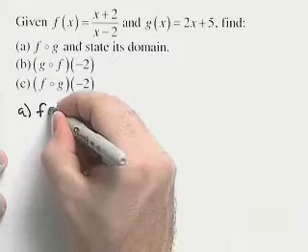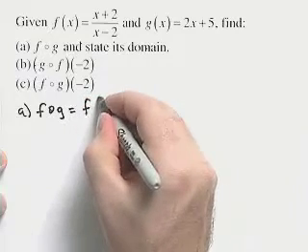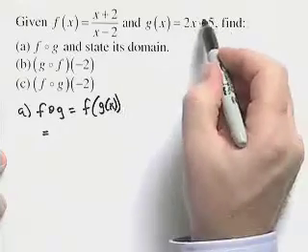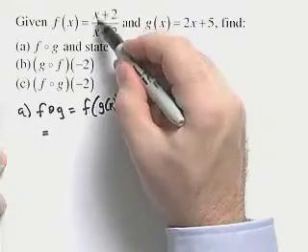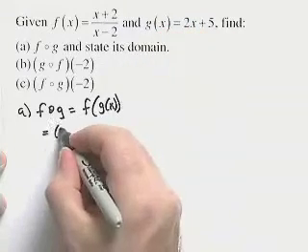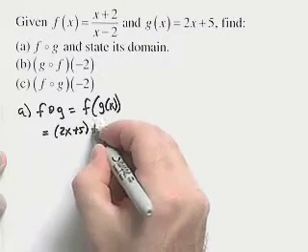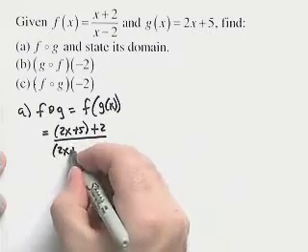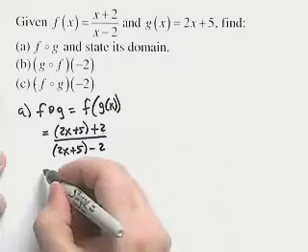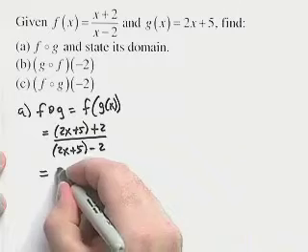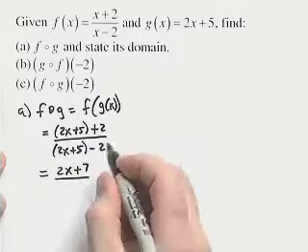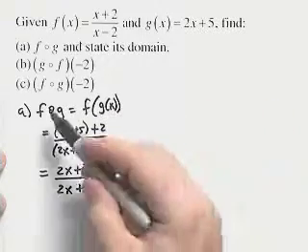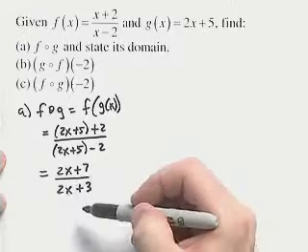The notation f of g is equal to f of g of x. So basically we just need to take this entire function g of x and substitute it into our function f anywhere an x occurs. So we'll have (2x plus 5 plus 2), so we replaced x by 2x plus 5, over (2x plus 5 minus 2). We're going to simplify that. The numerator will have 2x plus 7, and our denominator will get 2x plus 3. Well, our composition, f of g, is equal to (2x plus 7) divided by (2x plus 3).